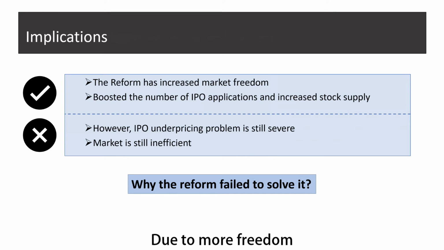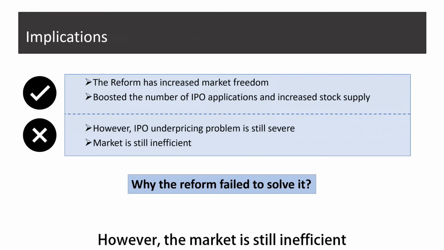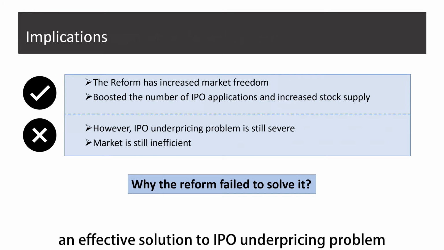Due to more freedom, the number of IPO applications has been boosted a lot. However, the market is still inefficient. The reform did not provide an effective solution to the IPO underpricing problem.